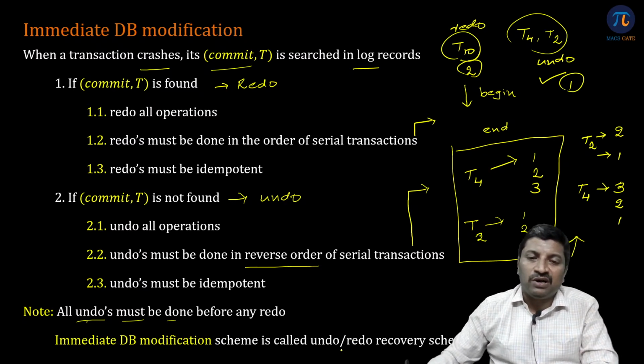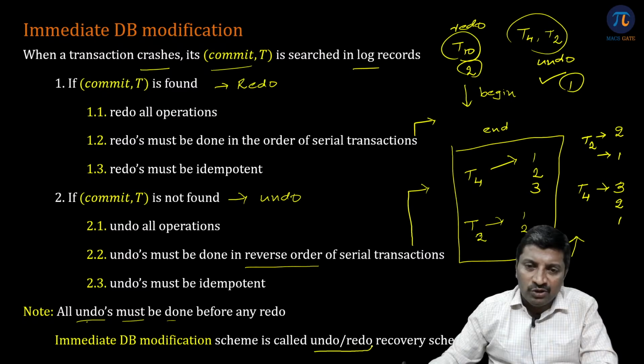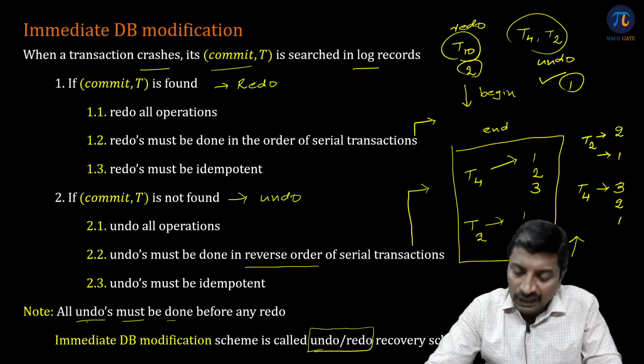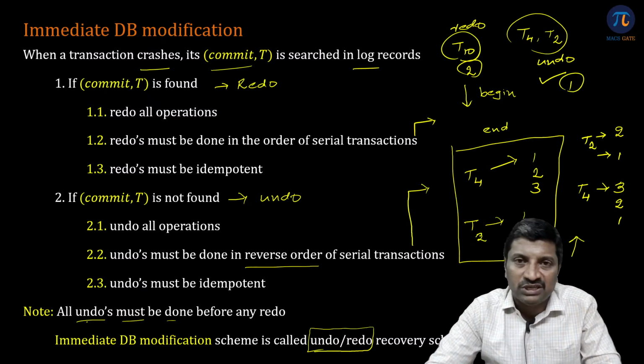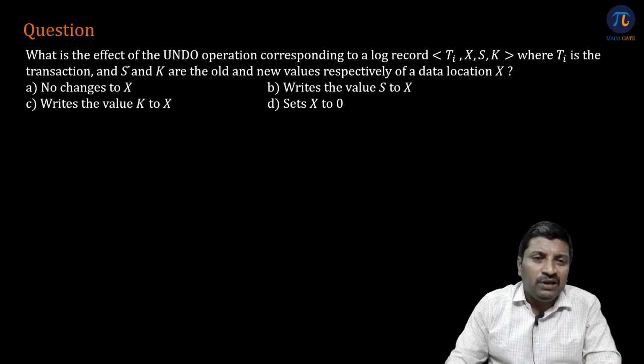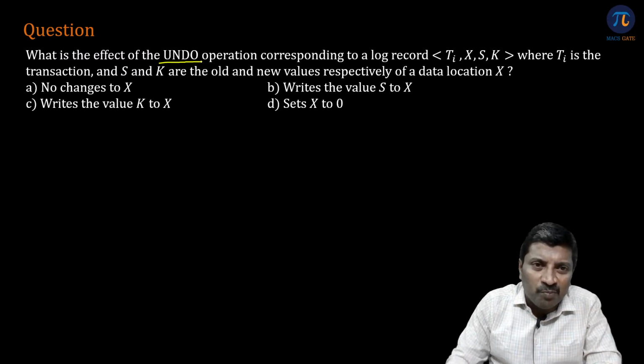This scheme is called undo or redo because we are doing both operations. This is the story about log-based recovery. Let us discuss some examples and previous problems based on these 2 schemes. Okay. So this is the first question, sir. What is the effect of undo operation? Whenever you are doing undo operation, what does that mean, sir? I need to store the old value.